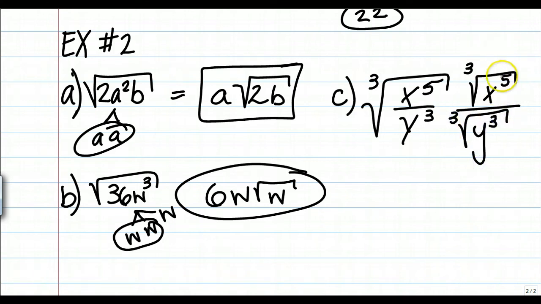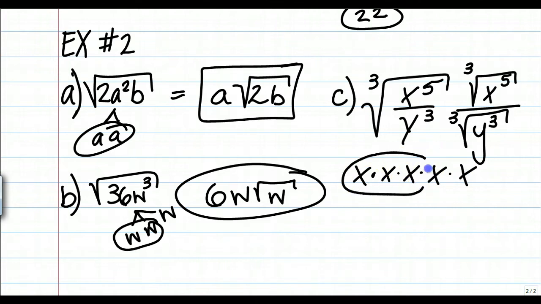So let's look at the x. We know we have 1, 2, 3, 4, 5 x's. And we're going to circle partners of 3. So we know that we can pull out 1x, but 2 of them are stuck inside, correct? So I know that I have the cube root of x times x is x squared. You've got to multiply your extra ones together.